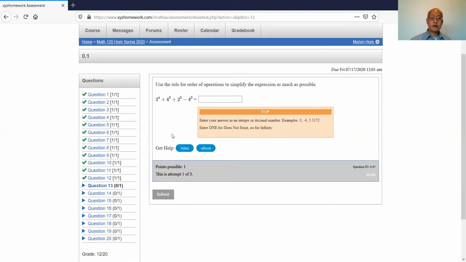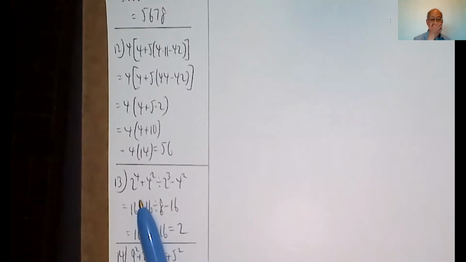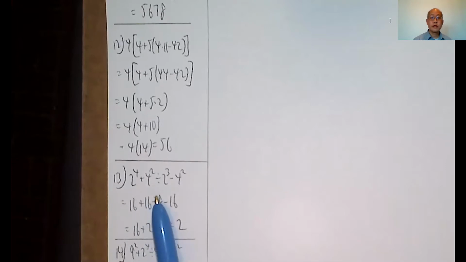Okay, the next one's got quite a bit of stuff in it, so again, I'll have to switch screens for that one. So I'll go back to show you what I have on paper. Okay, so it went like this: 2 to the 4th plus 4 squared divided by 2 cubed minus 4 squared.